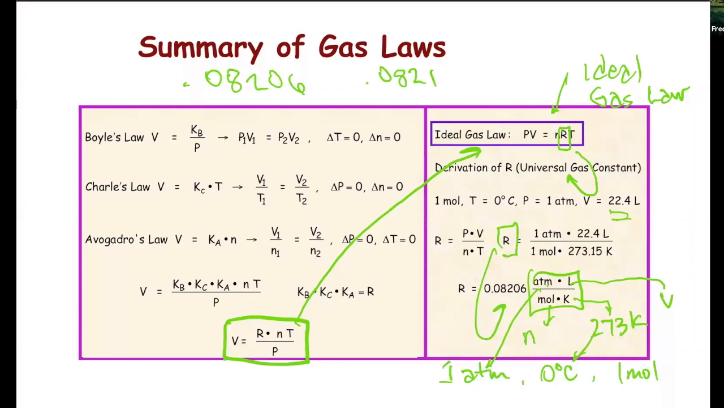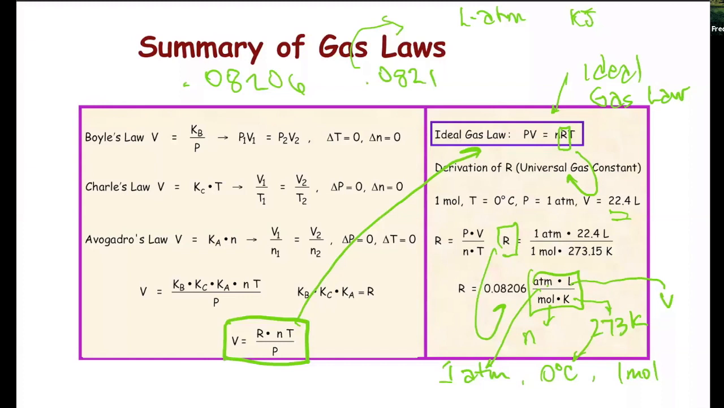Liters, atmosphere, mole, Kelvin. Because when you get to Chem 201, we're going to convert liters atmosphere to kilojoules, okay? And when we convert liters atmospheres to kilojoules, this is not 0.0821 anymore. It's 8.314. Anyway, that's for the future. Right now, you've got to remember 0.08206, because that's always the number you would use if you are using the ideal gas law.